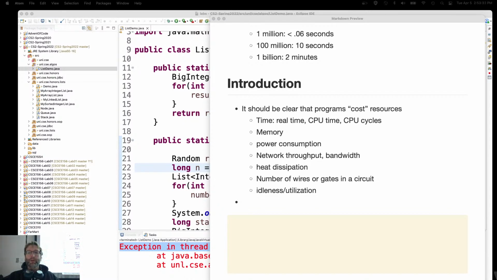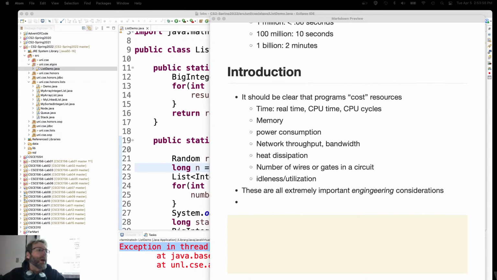In that sense. So which one of these matter more than any others? These are all extremely important. This is why I asked you to put on your engineering cap, right? Important engineering considerations. Do we want to analyze our stuff with respect to any one of these, though? Probably not. Why? Because an algorithm is an abstract idea.